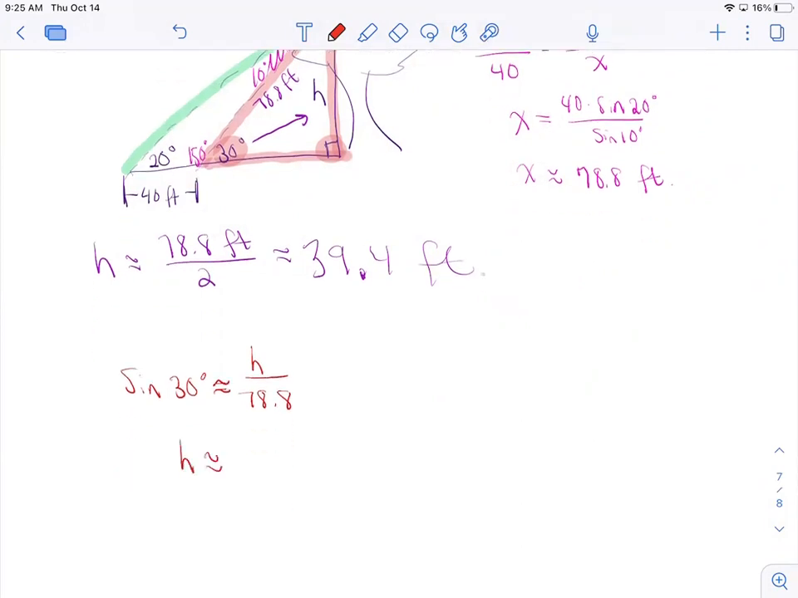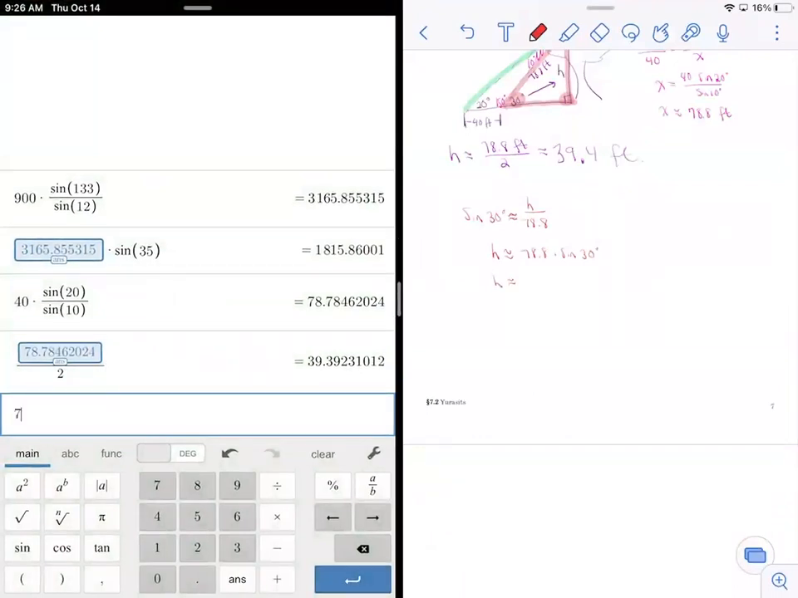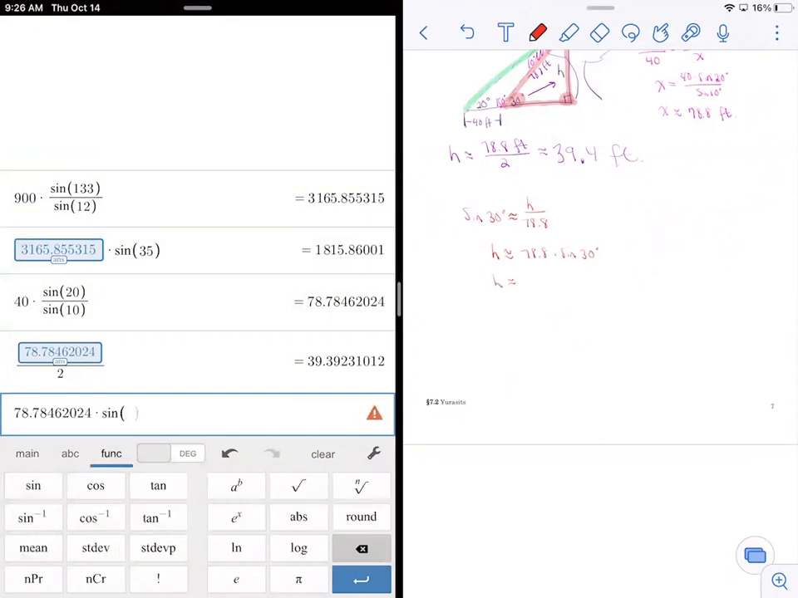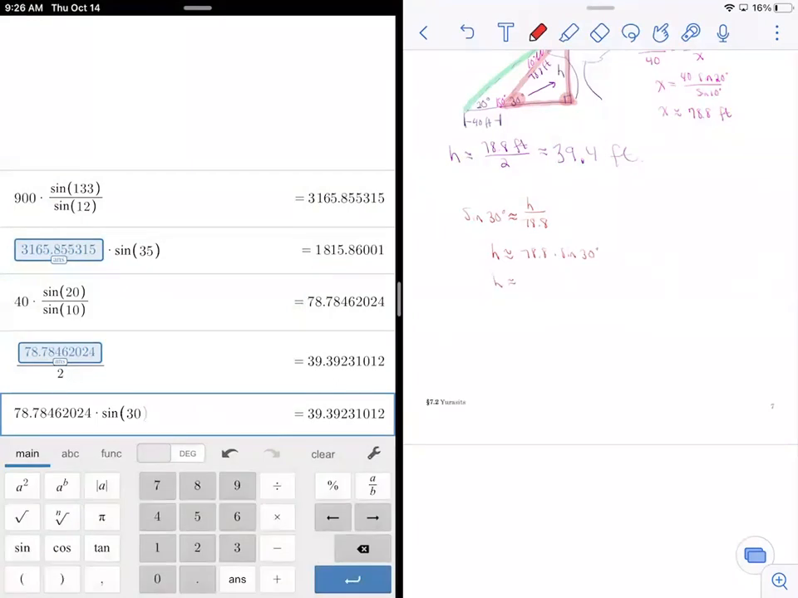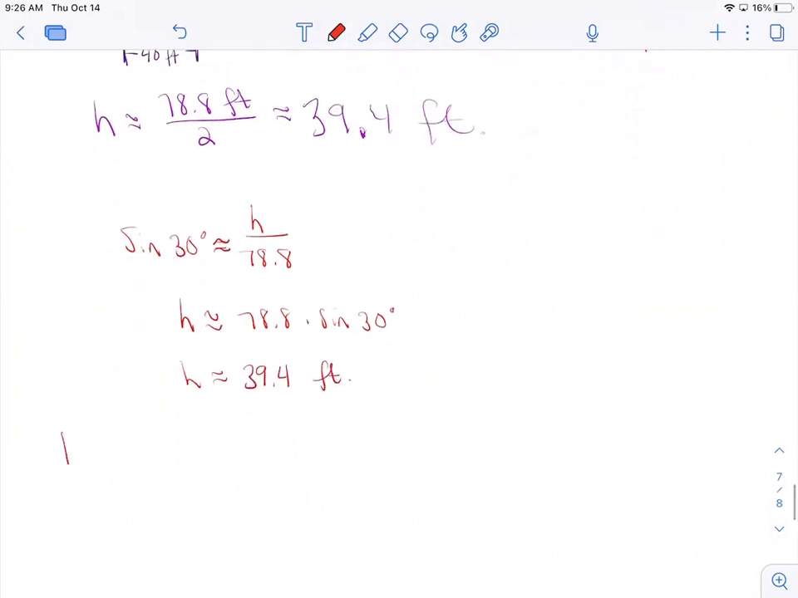You go ahead and isolate that H. And let's see what we get. So 78, and I'm going to use the whole answer so I don't mess up anything. So I'm just going to type all those decimals I see, 462,024 times sine of 30. Doesn't that feel great? You get the same thing. So 39.4 feet. So the height of the tree is about 39.4 feet high.